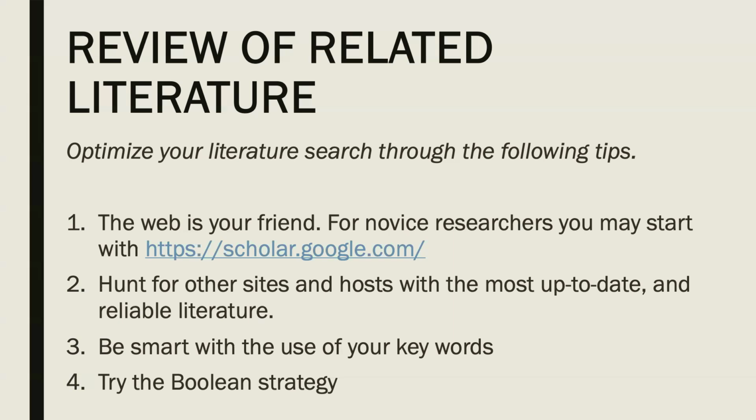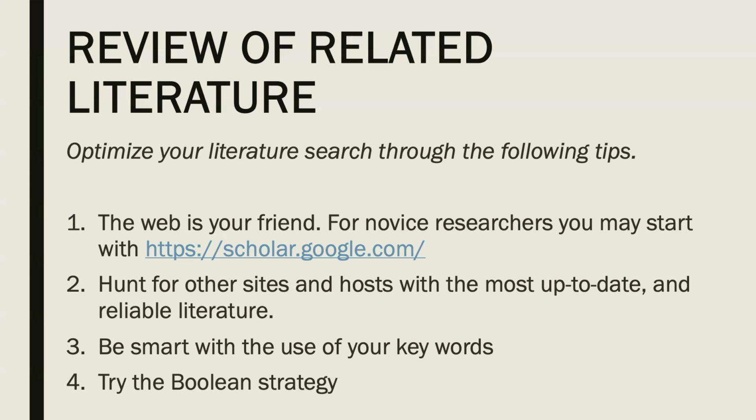So as a novice or a beginning researcher, Google Scholar is always your friend. So you could go here. This is the most basic, and probably the first and the simplest way on how you could find literature, because Google Scholar is uniquely curated for scholarly articles. So this is where we go. However, if you're feeling more advanced, there are other sites and web hosts with most up-to-date and reliable literature. So I'll be sharing with you in a while.